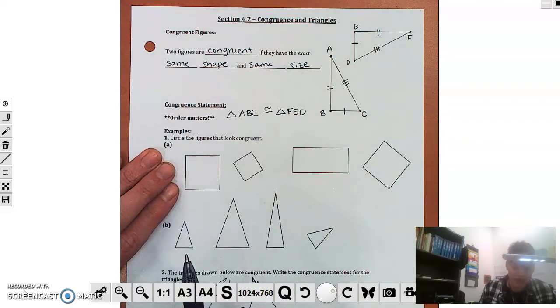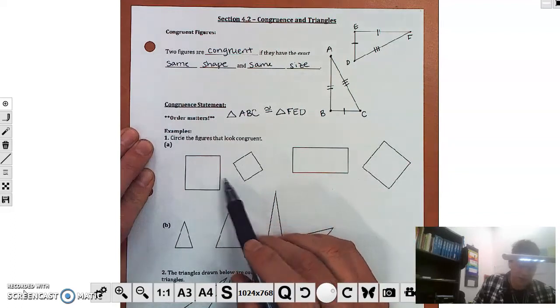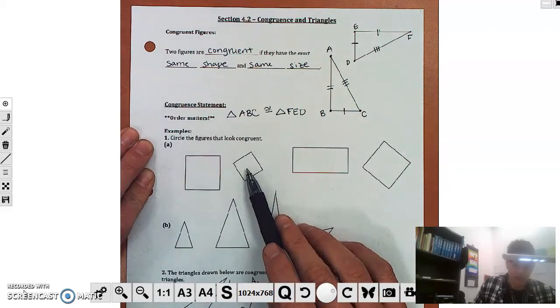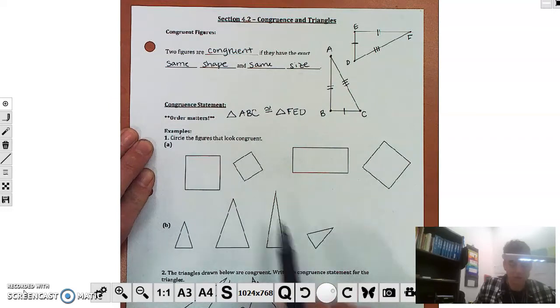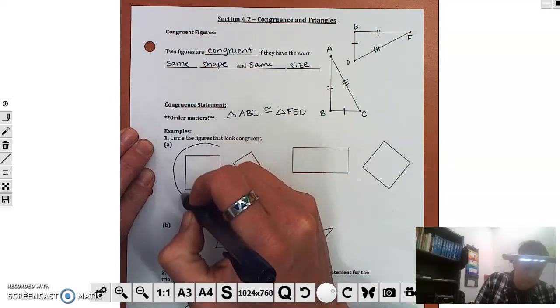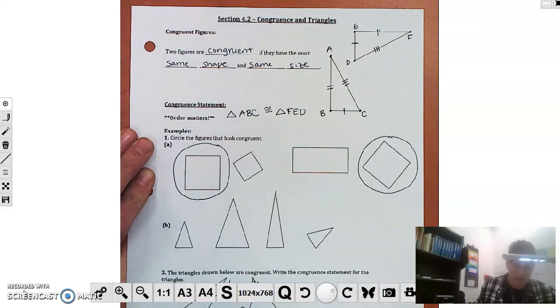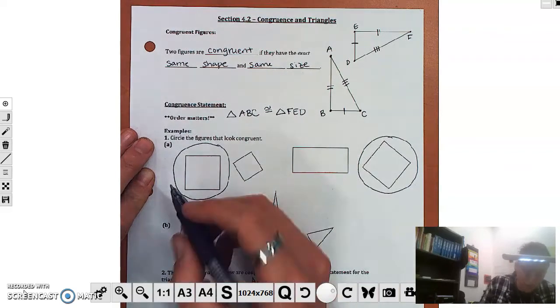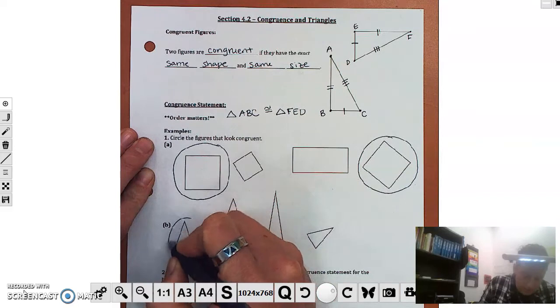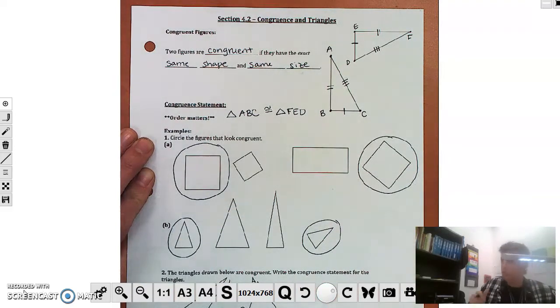All right, let's circle the figures that look congruent, meaning the figures that have the same shape and the same size. Well, they all, no, not they all. These guys, at least in A, those are all squares, but that one's too small. The two squares are going to be congruent. And then in B, they're all triangles, but these are the ones that are congruent. They have the same shape. Cool.